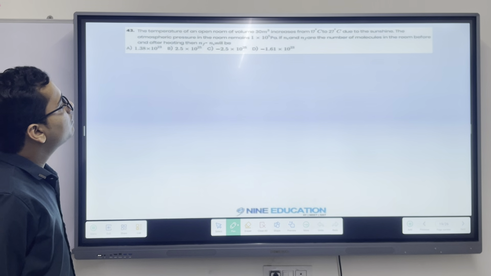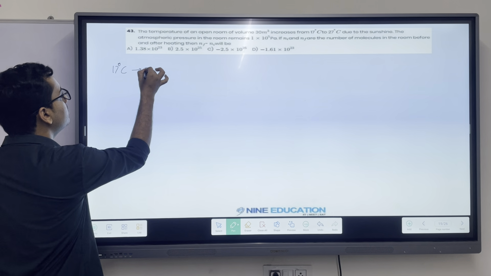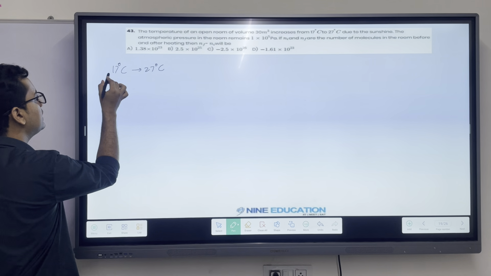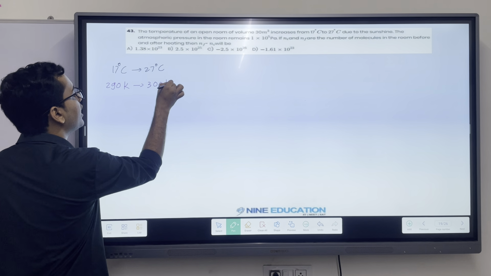Temperature of an open room of volume increases from 7 degrees Celsius to 27 degrees Celsius. Or else, in other words, I can say 280 Kelvin to 300 Kelvin.